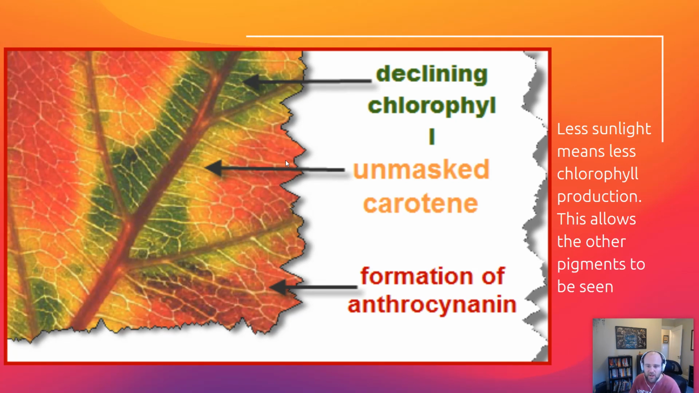There's also a pigment called anthocyanin, which helps absorb some excess light photons that aren't actually utilized by chlorophyll. And so those become more visible as the chlorophyll goes away. So those reds and yellows and oranges are always actually there in the leaf. It's just when the chlorophyll goes away, we're able to see them because they're not drowned out by all that chlorophyll.